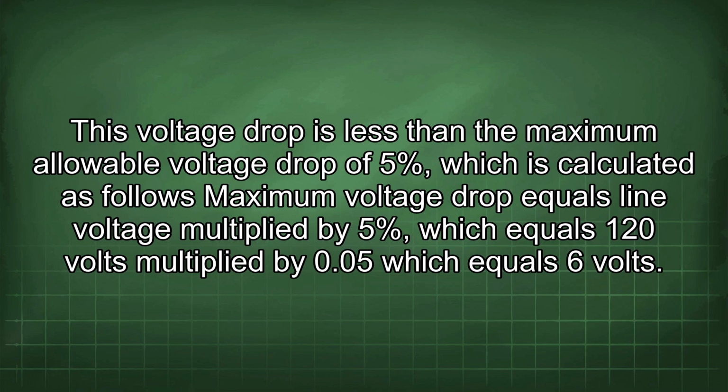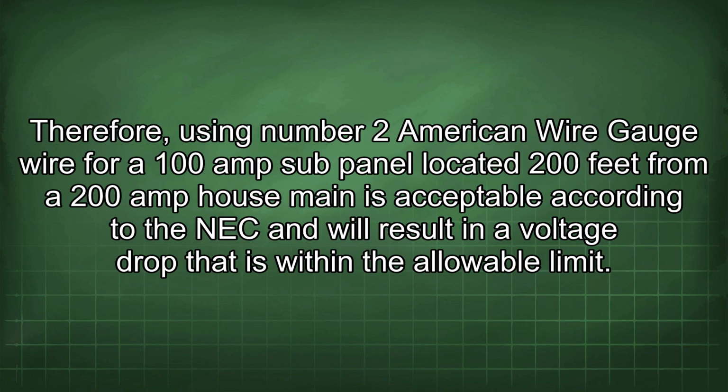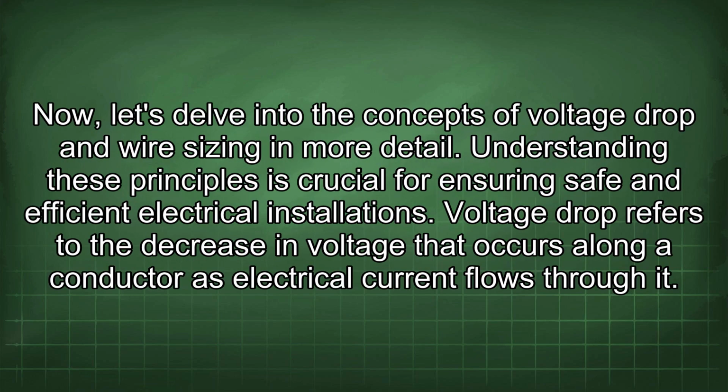follows: maximum voltage drop equals line voltage multiplied by 5%, which equals 120 volts multiplied by 0.05, which equals 6 volts. Therefore, using number 2 American wire gauge wire for a 100 amp subpanel located 200 feet from a 200 amp house main is acceptable according to the NEC and will result in a voltage drop that is within the allowable limit. Now let's delve into the concepts of voltage drop and wire sizing in more detail. Understanding these principles is crucial for ensuring safe and efficient electrical installations.